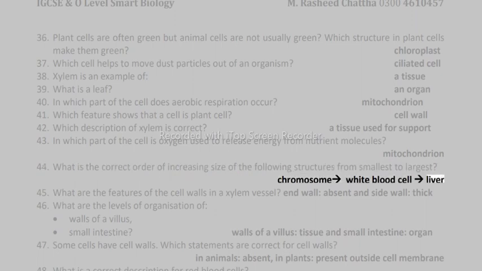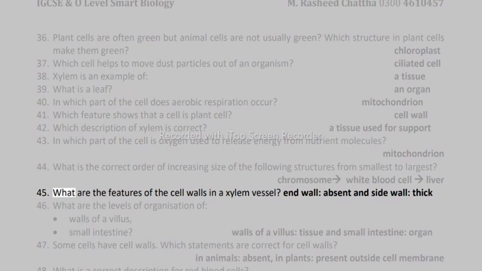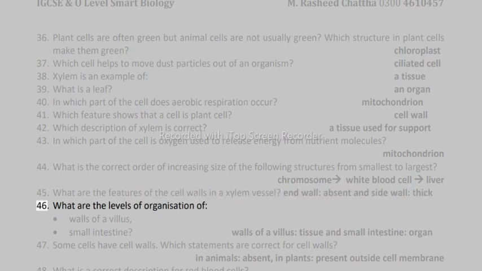44. What is the correct order of increasing size of the following structures from smallest to largest? Chromosome, white blood cell, liver. 45. What are the features of the cell walls in a xylem vessel? End wall absent and side wall thick. 46. What are the levels of organization of walls of a villus? Small intestine. Walls of a villus, tissue, and small intestine, organ.